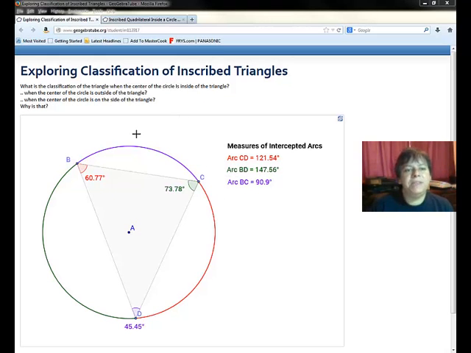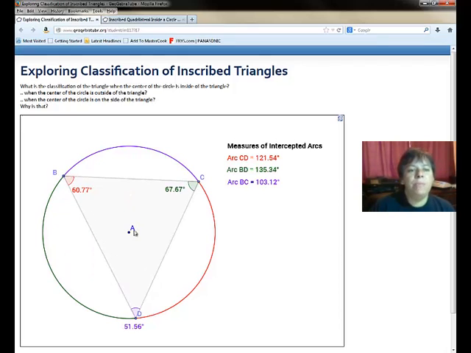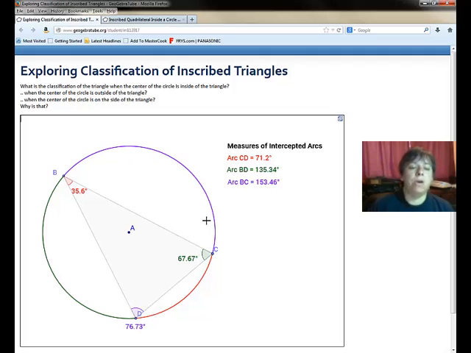Okay, so here we have this application where you can move the centers of the circle and create different triangles. Right now, point A is in the center of the circle. Well, when we classify triangles, we want to look at the largest angle. So for example here, the largest angle is 76. Well, what's the subtended arc? That's the purple one, that's 153. And you can see the relationship is still holding. This is half of the arc.